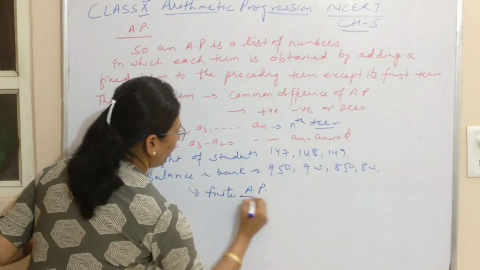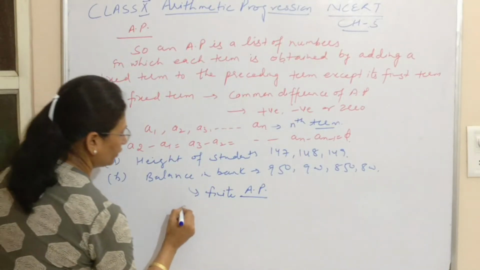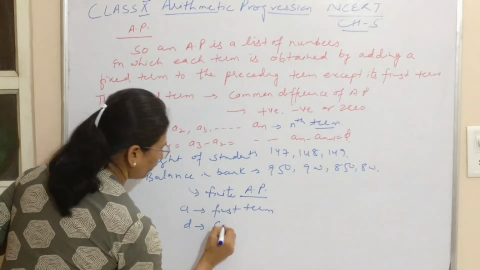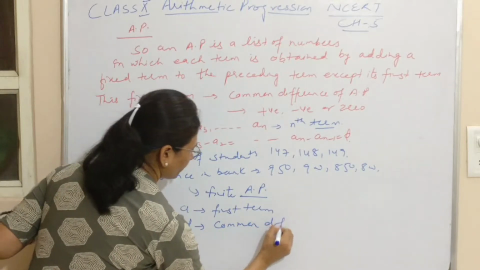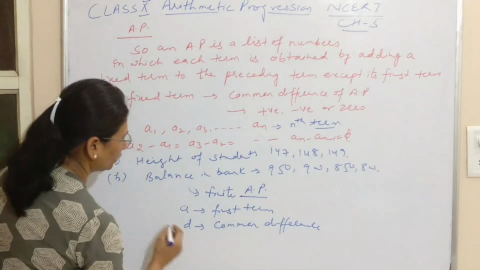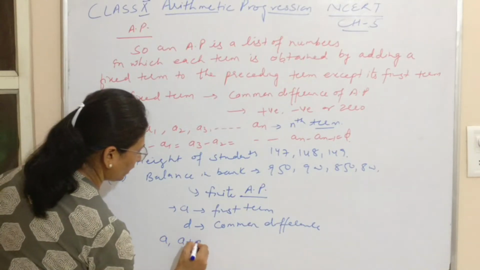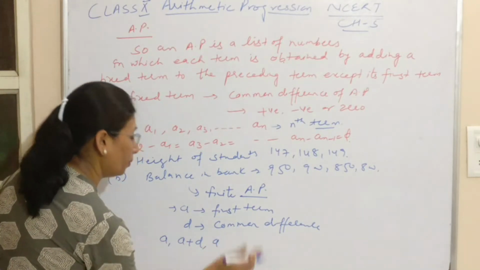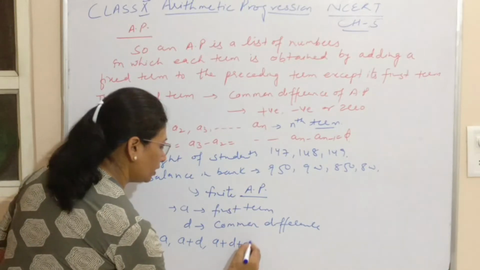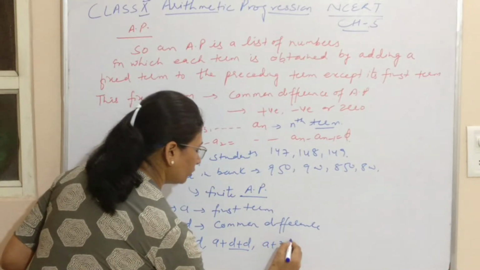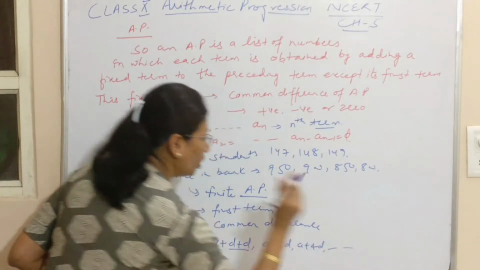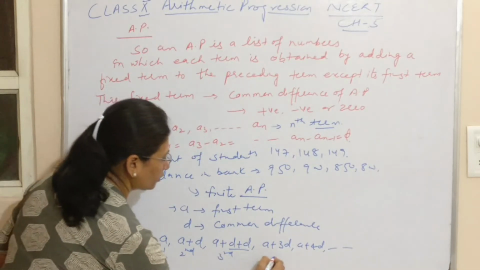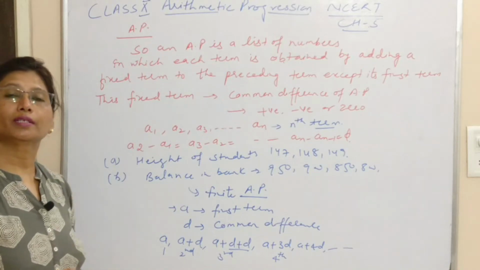How do we define an AP? A stands for the first term and D stands for the common difference. Now if I am finding the terms, this is the first term, the second term is A plus D, you are adding the common difference. The common difference can be negative also. Now what should be the next term? Again I am adding D, so this becomes A plus 2D, this becomes A plus 3D, and so on. The important part is this is the first term, this is the second term, this is the third term, and this is the fourth term. So this is our AP.